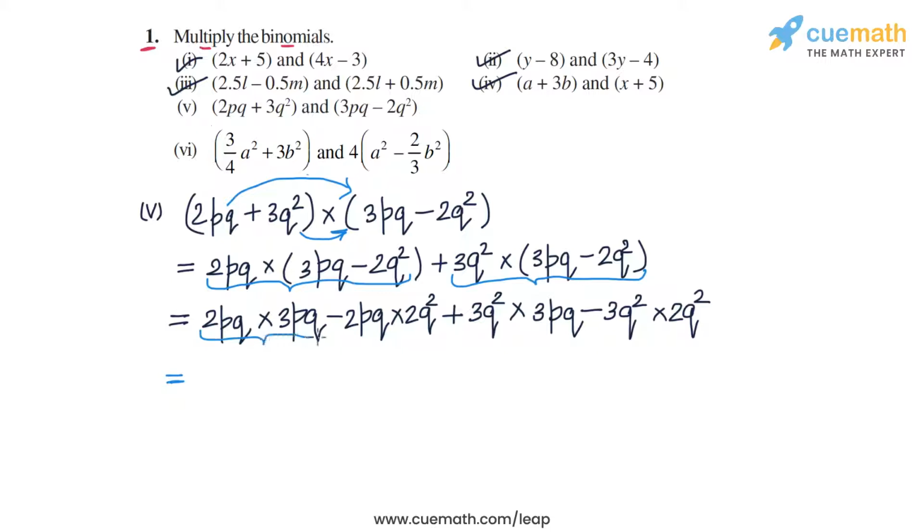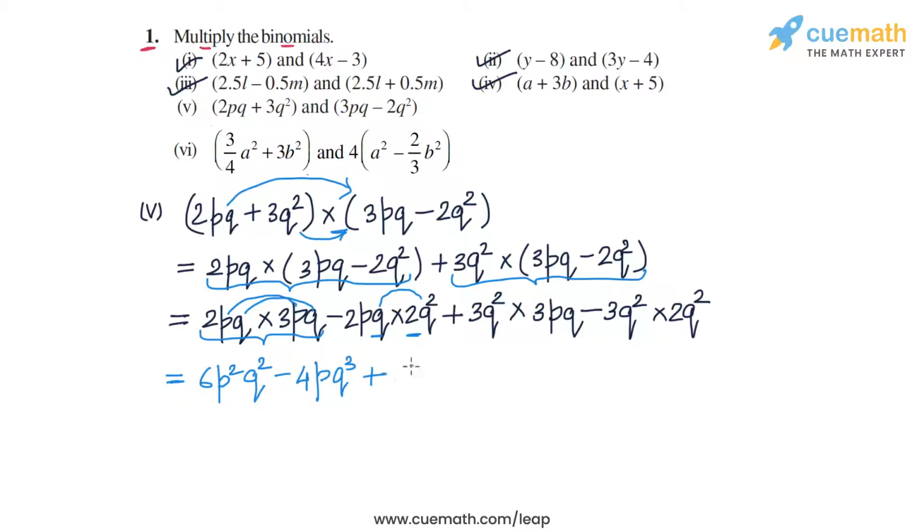So 2pq into 3pq. How can we write this? So 2 into 3 is 6. Then we have p into p, that's p square, and we have q into q, so that's q square. So 6p square q square. Then we have minus 2pq into 2q square. So minus 2 into 2 is minus 4. And then we have p, there's only one repetition of p, but we have q into q square. So this becomes q cube. Okay.